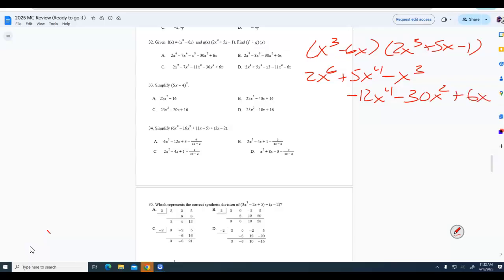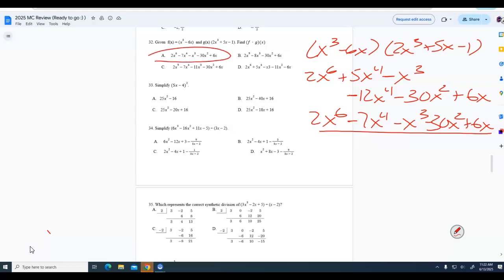And now we're simply combining like terms. 2x to the 6th minus 7x to the 4th minus x cubed minus 30x squared plus 6x. And there's our answer. And on that one, we're going to have A as our answer.